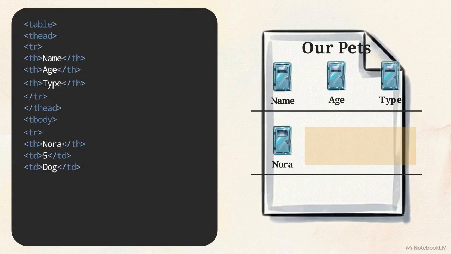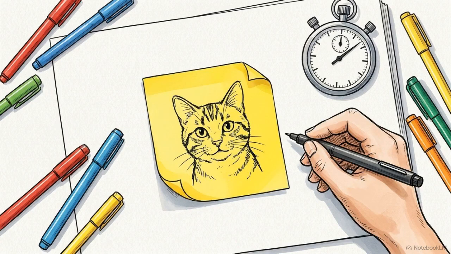To fill in her details, we finally use TD, which stands for table data. This is the tag for standard ordinary information. We type a 5 for her age and dog for her type, and they populate directly into the grid under the correct columns. Look at this prompt on screen.